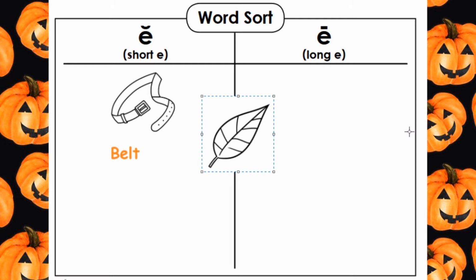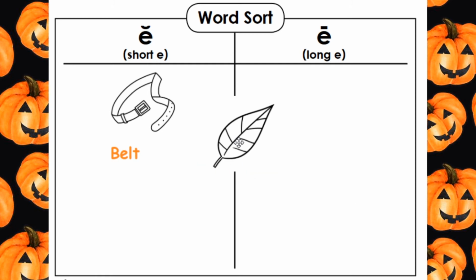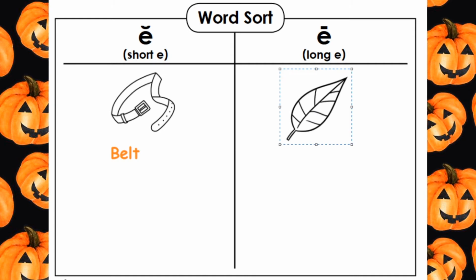And if you guessed leaf, you would be correct. So, say it out loud. Leaf. Leaf. Is it a short E or a long E sound? And if you're having trouble, just focus on it. E. Leaf. So, that sounds like a long E sound to me.